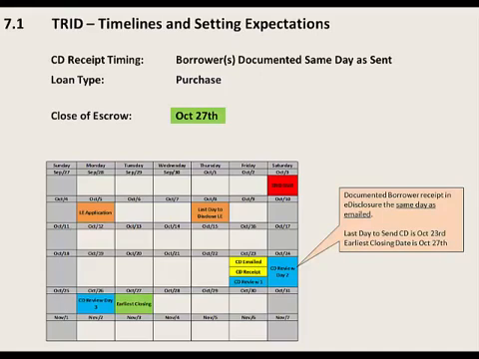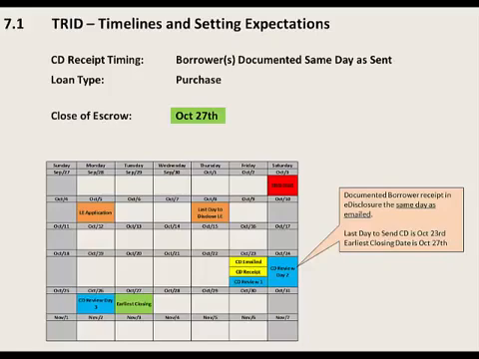In this example, this is purchase transaction with the close of escrow on October 27th. The last possible day for the CD to be delivered to the borrower is October 23rd. In order for this to work, everything must occur perfectly. The CD is sent e-disclosure on October 23rd, and the borrower acknowledges CD receipt in the same day. The borrower receipt starts the 3 specific day CD review period.